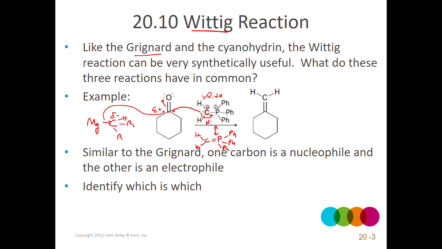So when it does attack, the electrons that normally would swing out to the oxygen are going to swing out to the oxygen, and it's going to use them to attract and bond to the phosphorus. And then that's going to eventually result in a double bond. So we're going to investigate this reaction in some detail as we move forward here. So obviously this carbon is the nucleophile, and this one here is the electrophile.